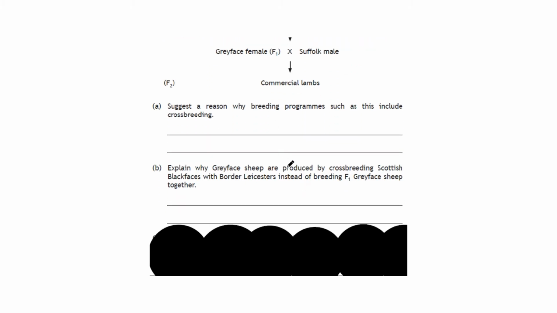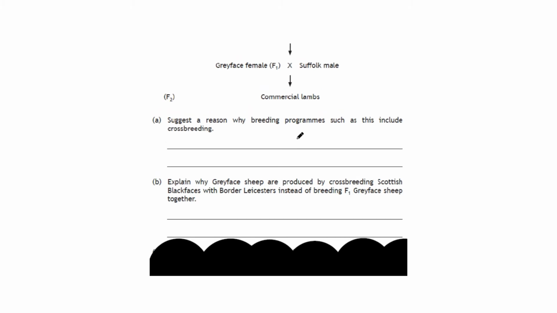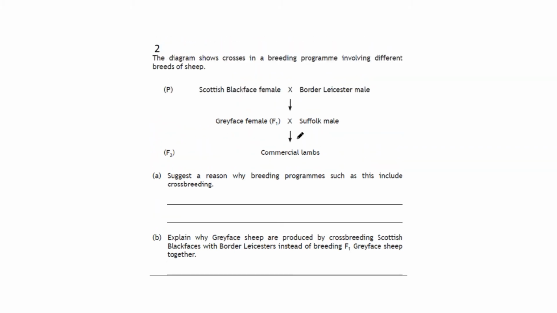Part B, explain why greyface sheep are produced by crossbreeding Scottish blackfaces with Border Leicesters instead of breeding F1 greyface sheep together. Okay, so here's your greyface sheep, and it says, why are they produced by crossbreeding the Scottish blackfaces with Border Leicesters instead of breeding F1 greyface sheep together?